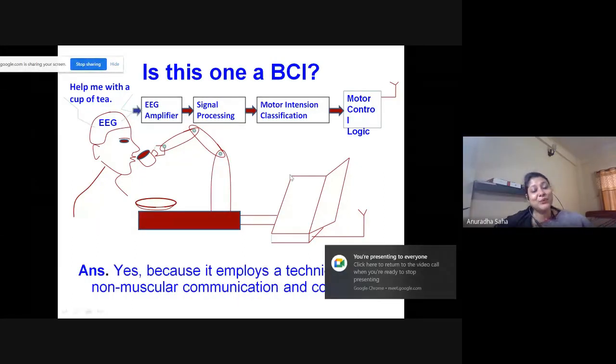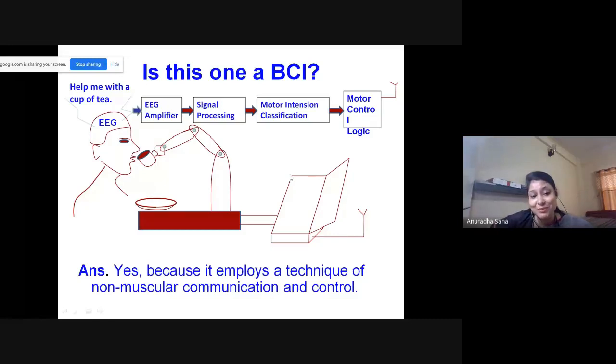So basically, what I was just telling you is, if we look at this particular figure, what can we see? We see that a person is taking a sip of tea from a cup, and the cup is held by a robotic arm. So there is no muscular communication. That means the person is not holding the cup himself, right? So what he is doing right now is his brain is working, thinking to find a means so that the means can help him with a cup of tea.